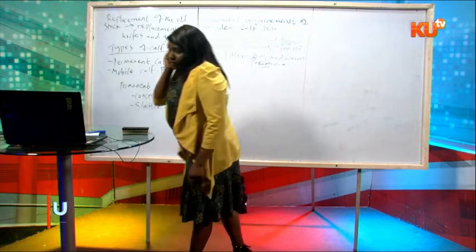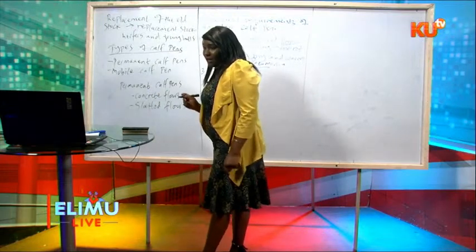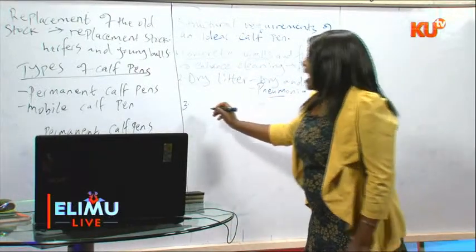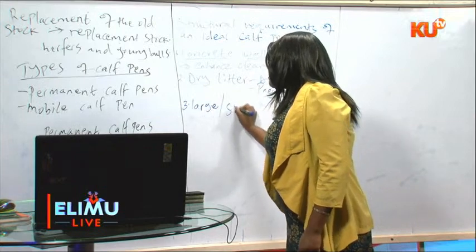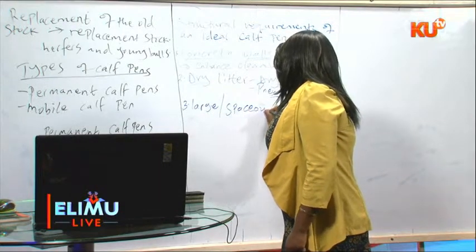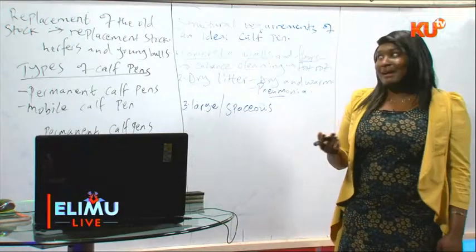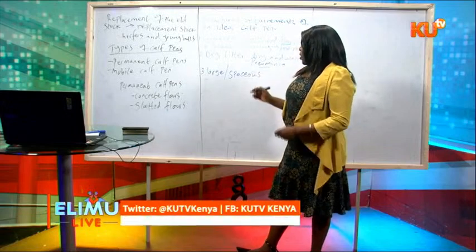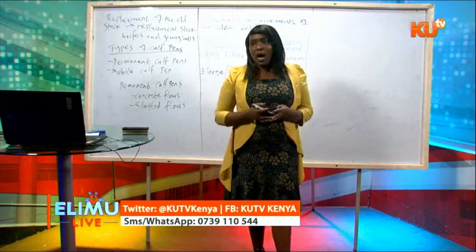So the third requirement of a calf pen is that the calf pen should be large enough. Large, or you can talk of spacious. And how do we do this? Of course, we ensure that we construct a large calf pen for each calf. Why should it be spacious? Why do we need spacious houses?